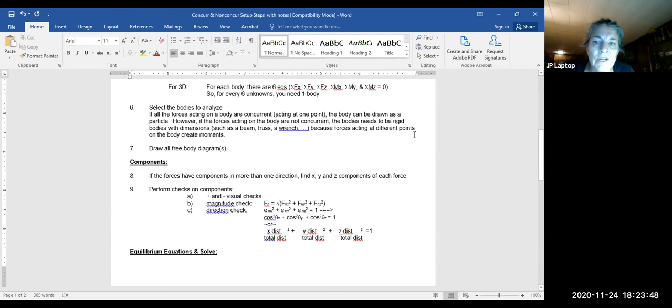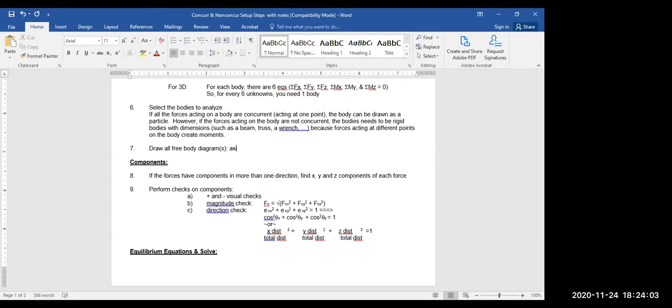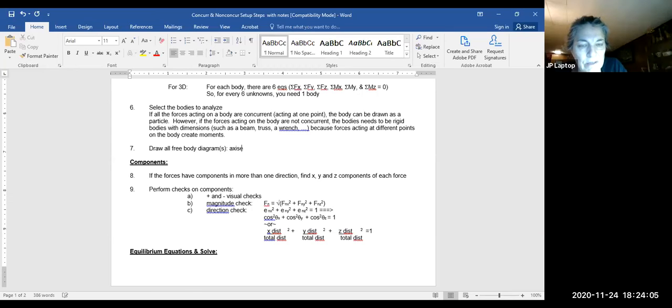Because forces acting at different points on the body create moments. Draw the free body diagram. So what do we need to have in a free body diagram? Laura, what do we need to have on a free body diagram? You need to have the axes. We need to have the axes.